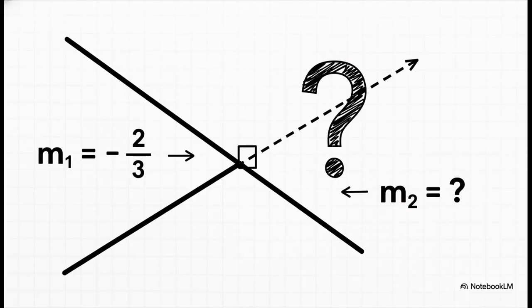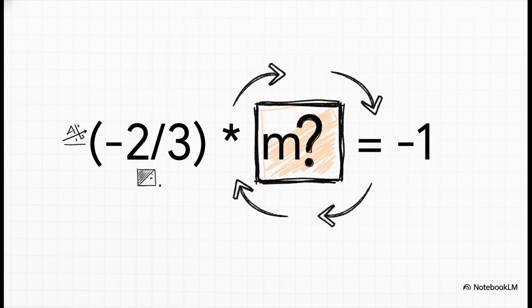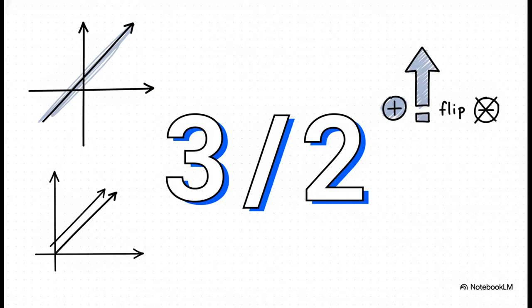Okay, let's apply this. Remember that very first line we worked with? We figured out its gradient, let's call it m1, was negative 2/3. So the question is, what would the gradient be for any line that's perfectly perpendicular to it? Well, we just apply our new rule. We know our first gradient, negative 2/3, multiplied by the new perpendicular gradient, m2, must equal negative 1. So now we just have to solve for m2. And when you solve for m2, you find it equals positive 3/2.